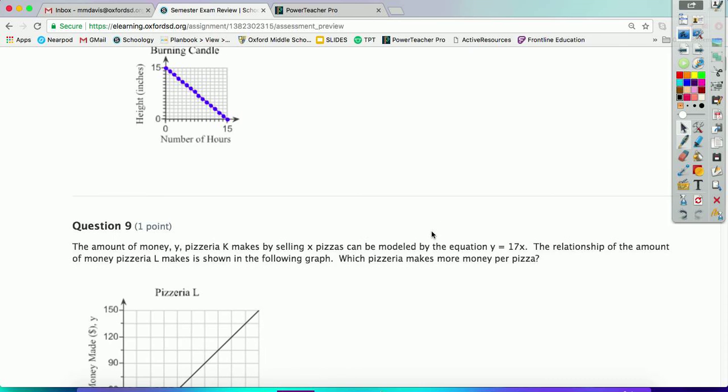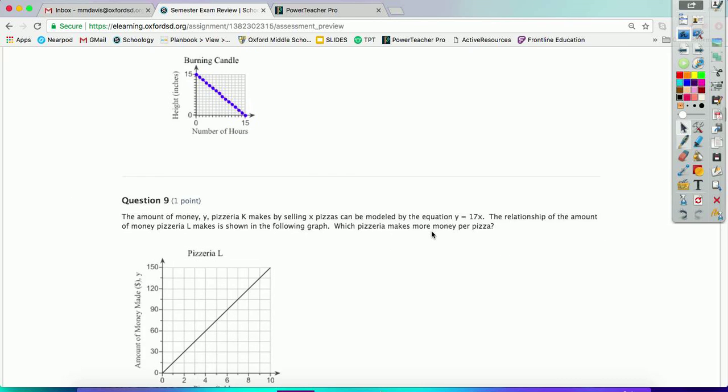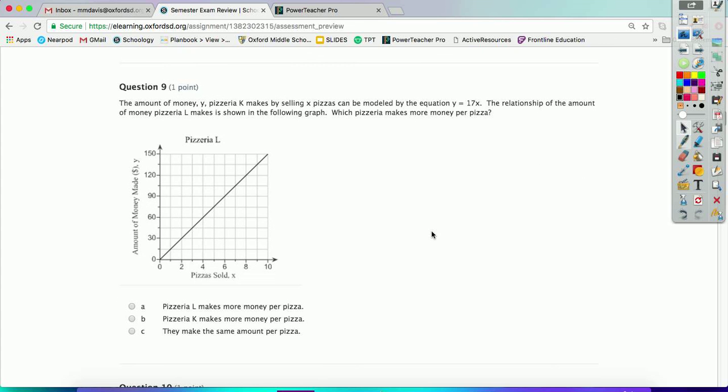All right, question number 9. The amount of money Y Pizzeria K makes by selling X pizzas can be modeled by Y equals 17X. The relationship of the amount of money Pizzeria L makes is shown in the graph. Which one makes more money? So basically you're comparing more money per pizza. You're comparing the rate of change from this equation and this graph. So the first one is $17 per pizza.